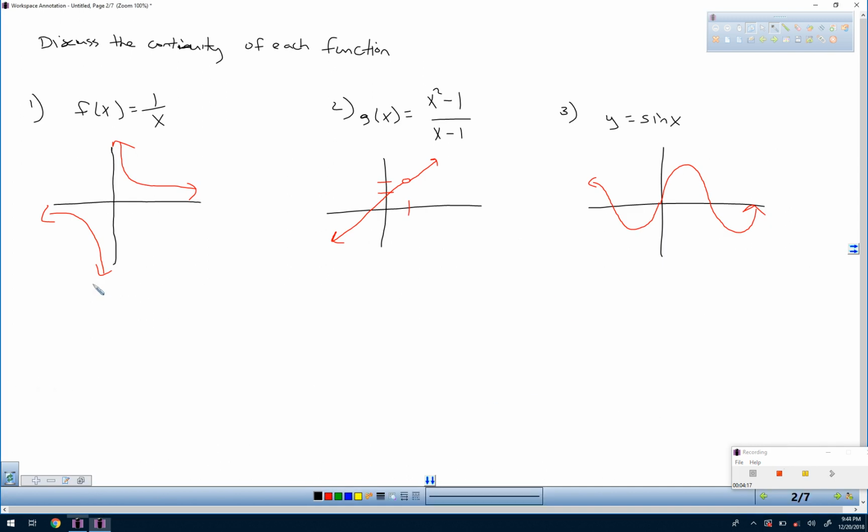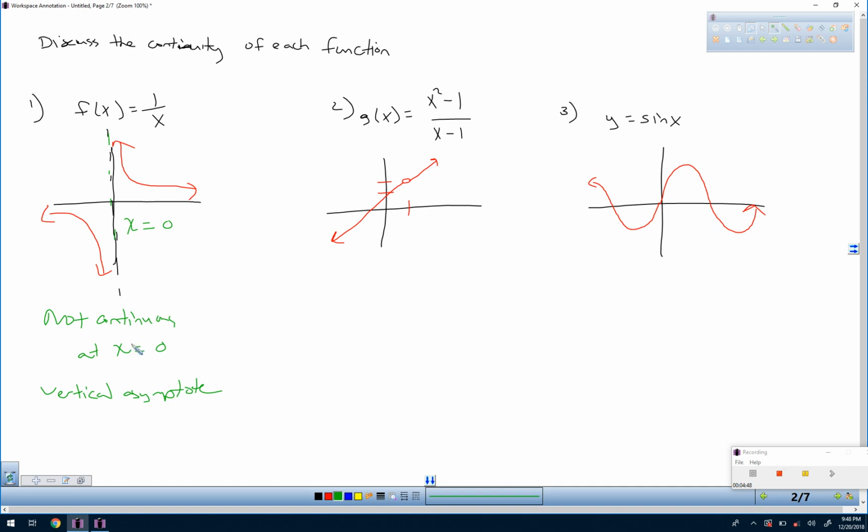All right, moving on, let's talk about continuity of each of these functions. Well, if you look at the first one, f of x is equal to 1 over x, clearly you can see that the function is not continuous. Specifically, right here, let me change colors, right here at x is equal to 0. It's definitely not continuous at x is equal to 0. In fact, you could also say there's a vertical asymptote at x is equal to 0, but definitely not continuous.